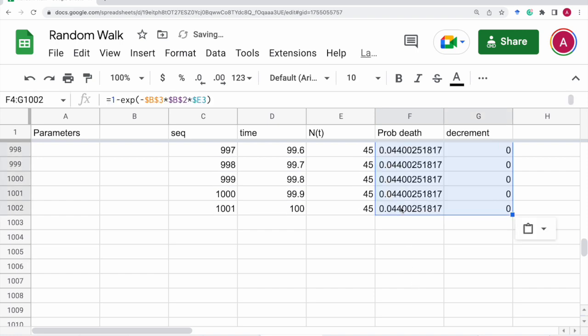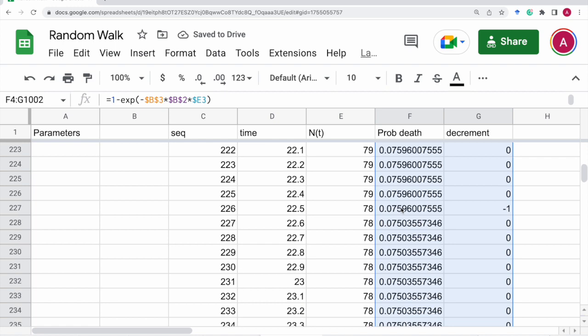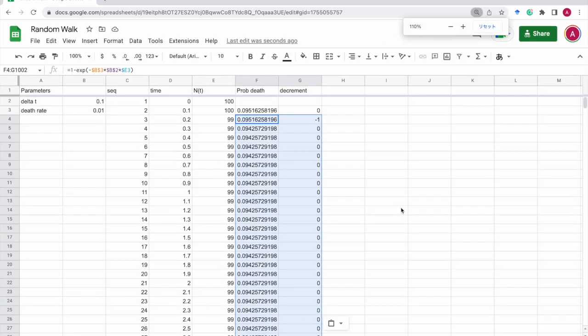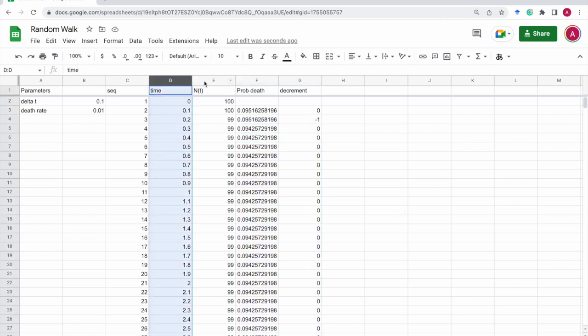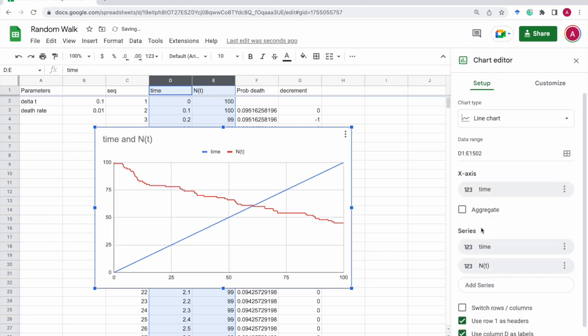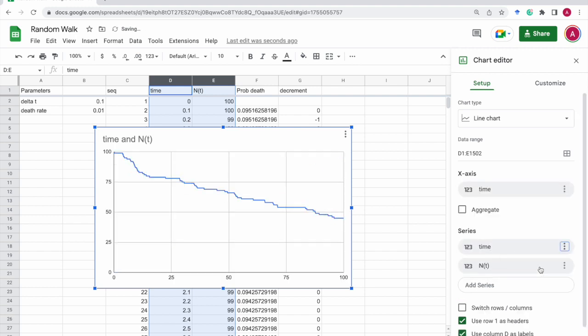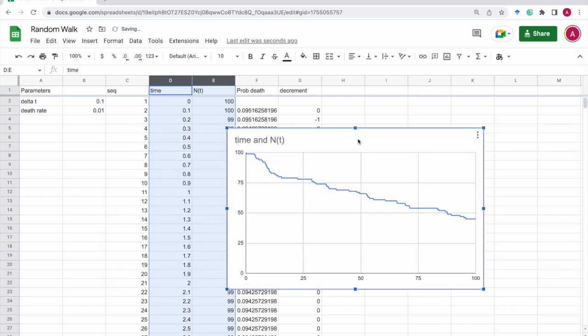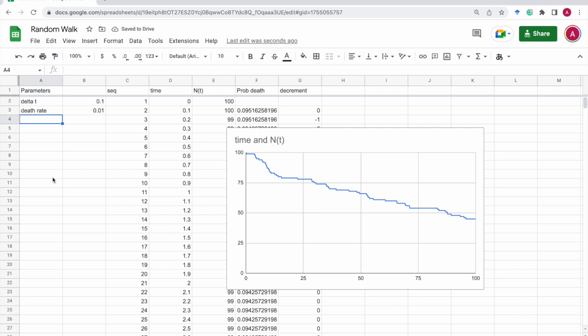So this is the simulation of the death process. So let's plot this as usual. So the graph would be, the x-axis should be time, and the y-axis should be the population size. So here's one sample path of the death process. So every time we edit this file, we get a different sample path.